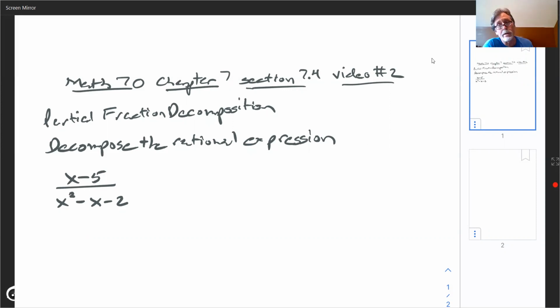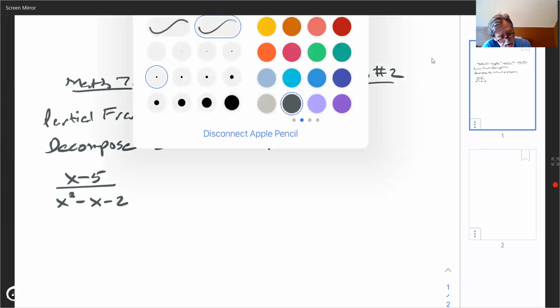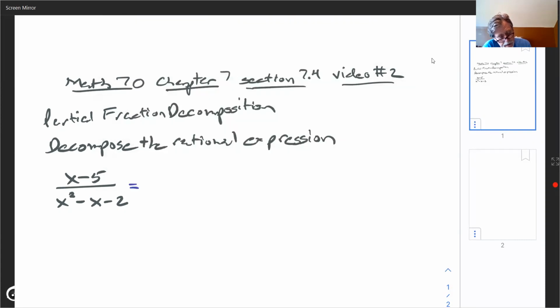Okay, so the way this works is, I'll just go through the steps with you. Let's do this color today. What you're going to do is go ahead and factor the denominator. You remember how to factor, don't you? So we have x minus 2 and x plus 1. Yeah, that works pretty well for me.